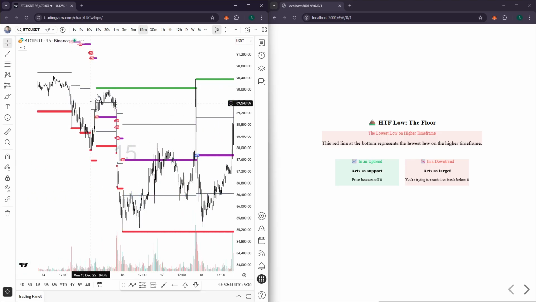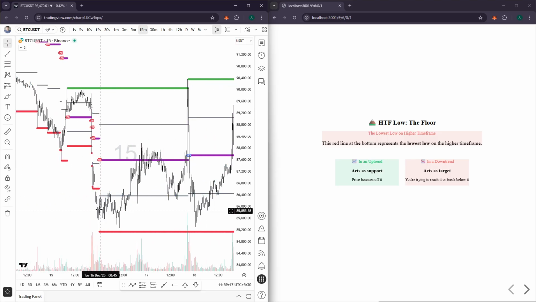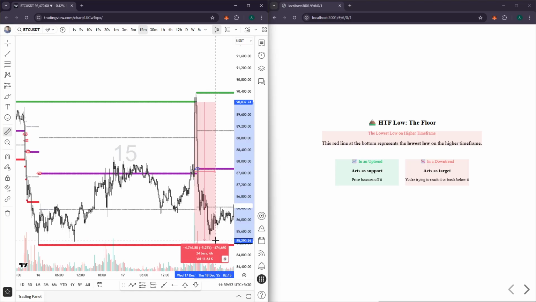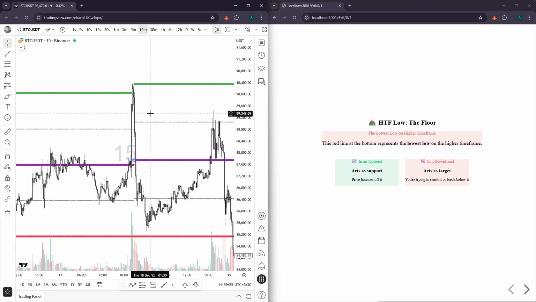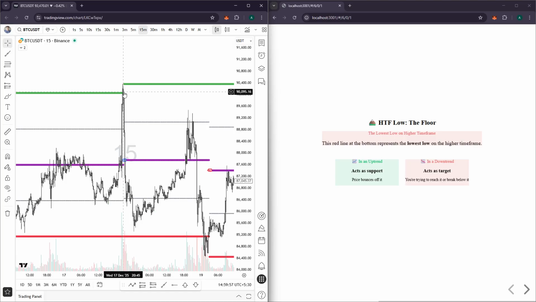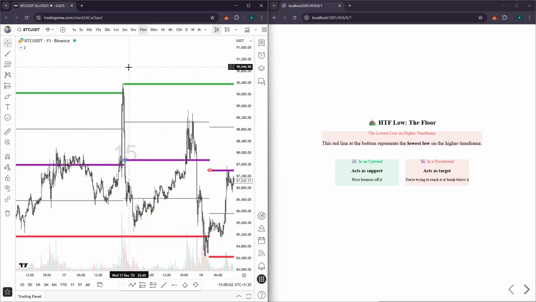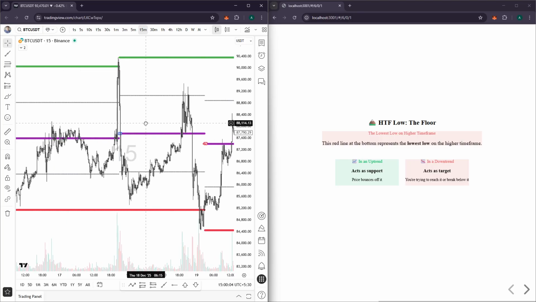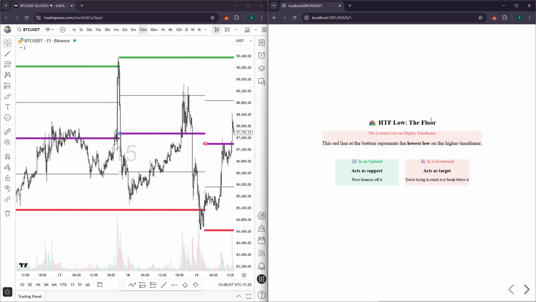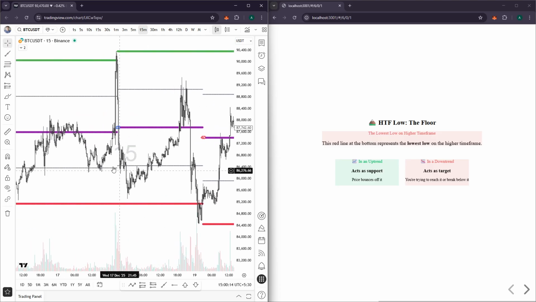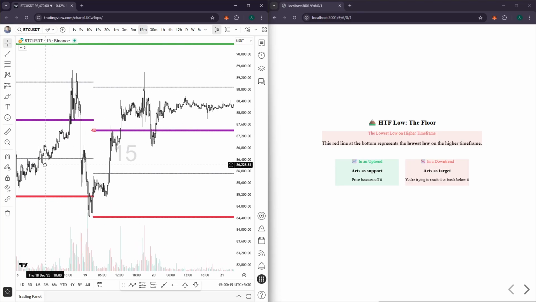You can see here, as the market was coming down, starting from the week, when it came here, it acts as resistance. Sorry, I'm talking about the STF high. So let's talk about the STF low. In an uptrend, it acts as support, but in a downtrend, it acts as a target. So see, if I enter short there, this is my target, right?